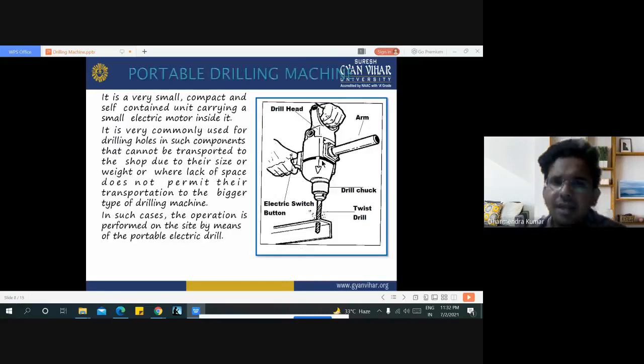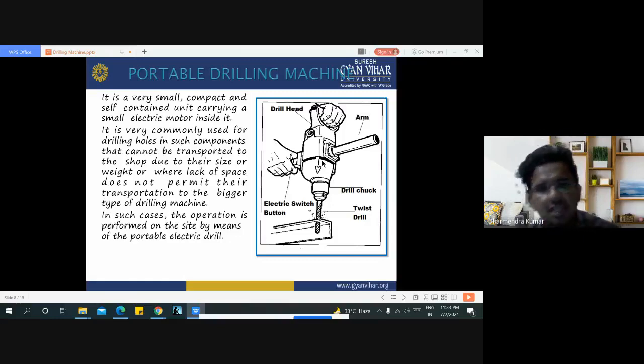Now here is another type of drilling machine, the portable drilling machine, which we generally use for household purposes. It is a very small, compact, and self-contained unit carrying a small electric motor inside it. It is very commonly used for drilling holes in components that can't be transported to the shop due to their size or weight, or where lack of space does not permit their transportation to the bigger type of drilling machine.